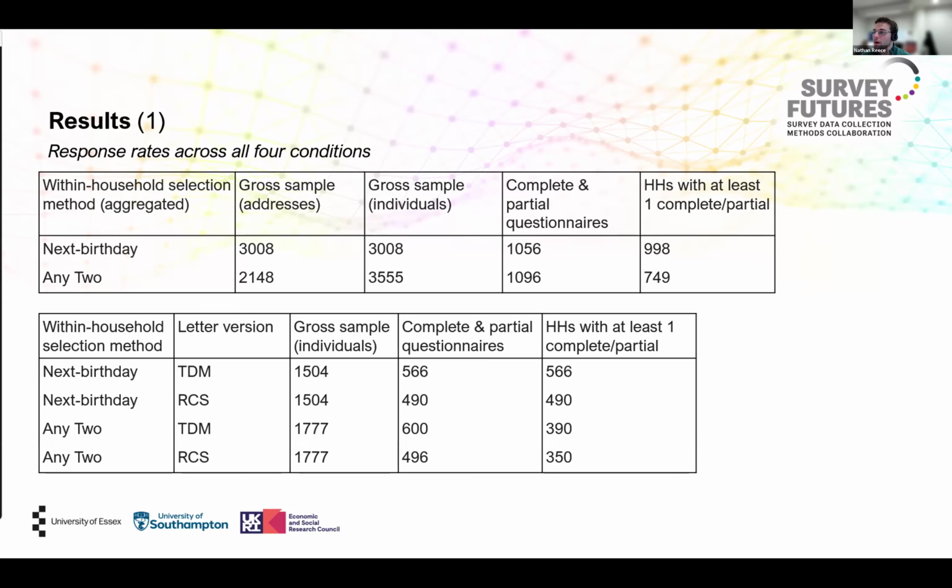Just to note, I include here the gross sample of individuals. So we started out with the gross sample of addresses, and then to estimate the gross sample of individuals, we multiplied the gross sample of addresses in Any 2 by 1.655, which is the average number of adults in households in Great Britain, according to the census. Whereas in the next birthday group, the sample of addresses is the sample of individuals because we only sample 1 person per address.